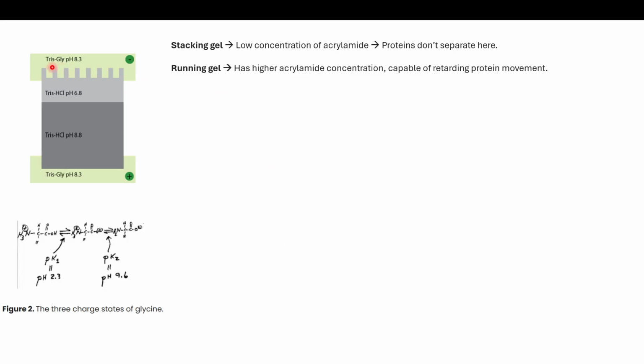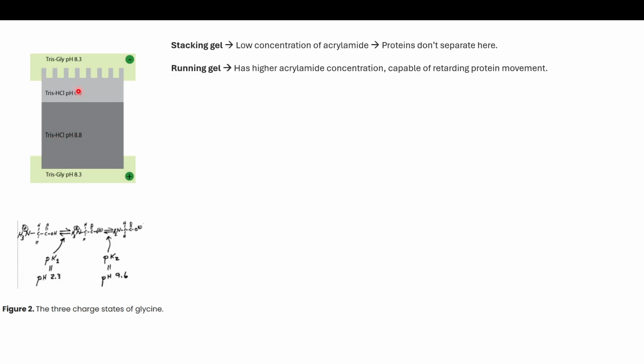So now this is what I was talking about. This is the running buffer, Tris glycine SDS, TGS, pH 8.3. This is the stacking buffer or the stacking gel, which is Tris HCl pH 6.8. This dark gray one is the resolving gel.